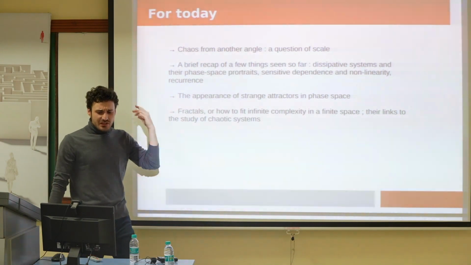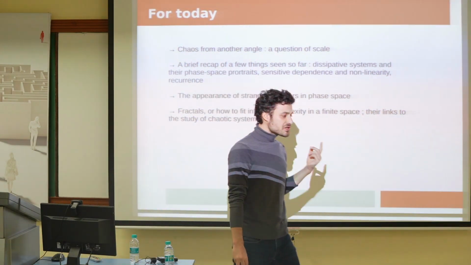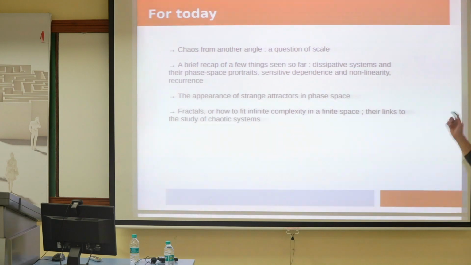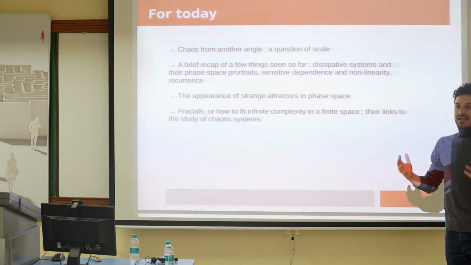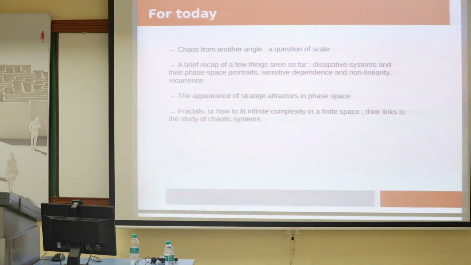Okay. So today what we'll be doing is, first of all, I'm going to reintroduce chaos from a slightly different perspective, right? So far I've introduced chaos as a property of dynamical systems, displaying sensitive dependence to initial conditions, nonlinearity, and determinism. But today I'm going to introduce it as a question of scale, meaning we're going to look at it more physically, sort of like what is it that manifests itself in chaotic systems, right?